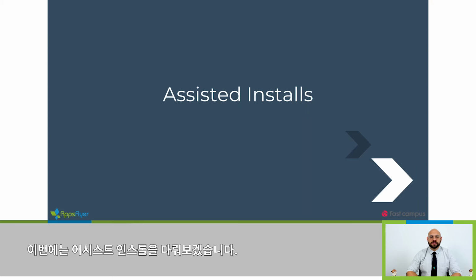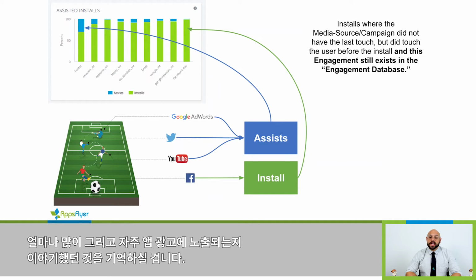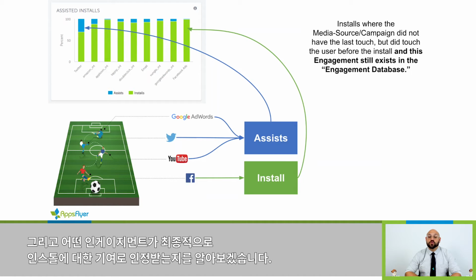Now we're going to discuss assisted installs. You remember the example we did earlier in the course where we talked about how oftentimes users will engage with ads multiple times before they install? Well, in this, we're going to look at when this happens, how you can see the assists or the contributors and know which engagements will finally get credit for an install.